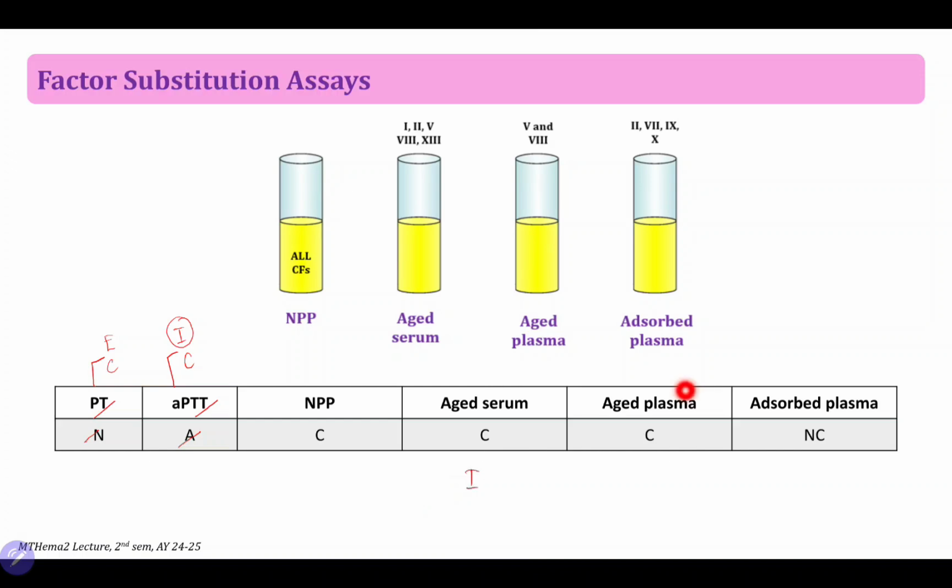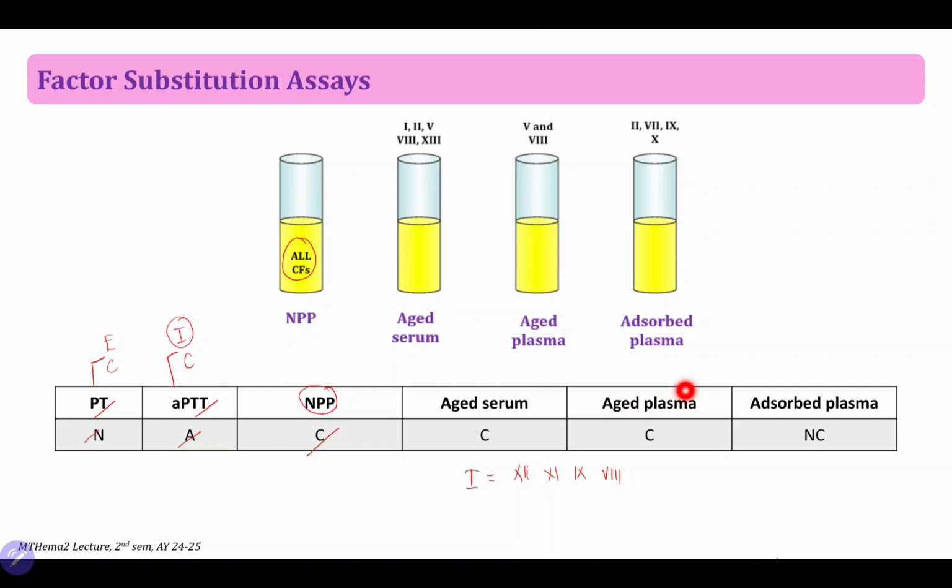And your factors present in the intrinsic pathway are your factors 12, 11, 9, tsaka si 8. Tama? Okay. Next, let's proceed with your first reagent, which is your normal pooled plasma. Your normal pooled plasma contains all your coagulation factors. And in our given, it was corrected. So, meaning to say, the problem with this case is a factor deficiency and not the presence of circulating anticoagulants. Okay, so meaning, itutuloy natin siya kasi ang problem ay factor deficiency.